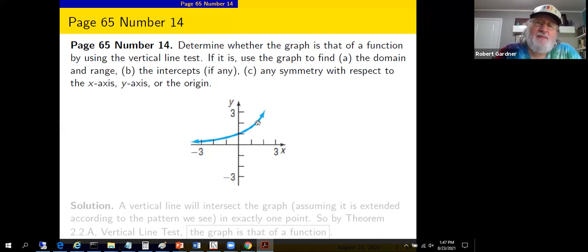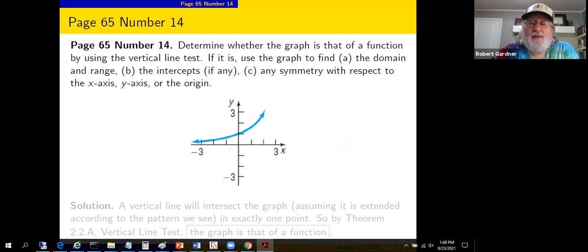And on the right-hand side, they mean this graph gets steeper and steeper, but I can continue to plug x values larger and larger in. If you've been exposed to this before, I think they mean this to be the graph of some exponential function. This is not a lot of information, but what they ask us is the following. Determine whether the graph is that of a function by using the vertical line test. If it is, use the graph to find the domain and range, the intercepts, if any, symmetry with respect to x-axis, y-axis, and origin.